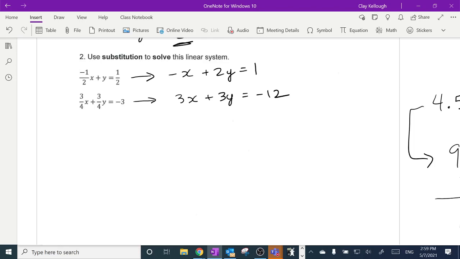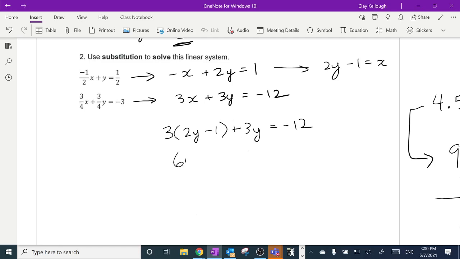Since this is already set up for x having a coefficient of 1, I'm going to rearrange the equation so that 2y minus 1 is equal to x. Then in this equation, I can replace x with 2y minus 1. So 2y minus 1 plus 3y equals negative 12.